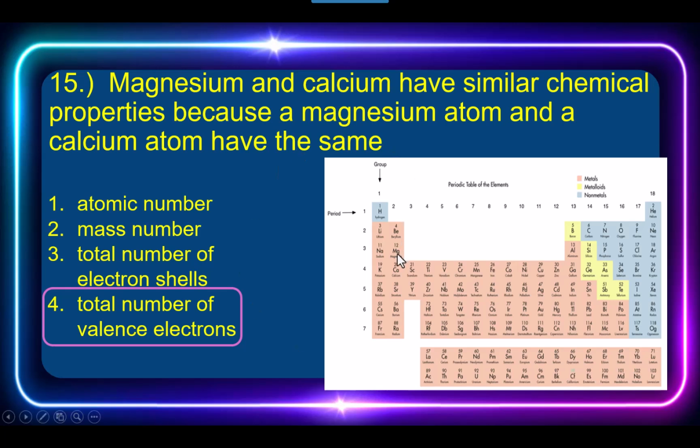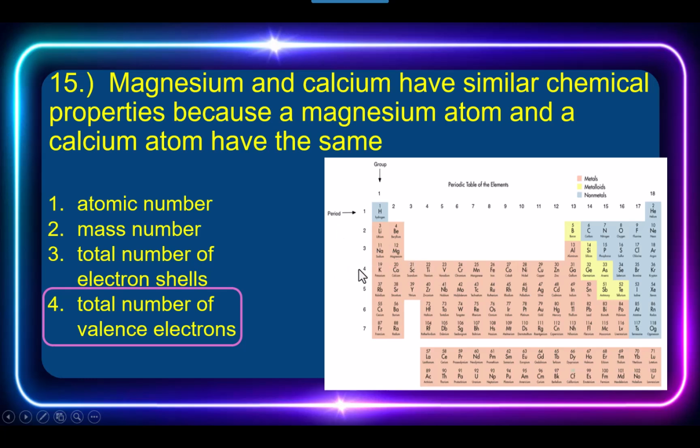So we have magnesium is number 12, and calcium is number 20. And you can see that they are both in the same group, number 2. All elements that are in the same column or group in a periodic table have the same total number of valence electrons. In the rows or periods, they have the same total number of electron shells. So there's 1 electron shell in the first, 2 electron shells in the second, 3 electron shells in the third, all the way across, 4 electron shells in the fourth.